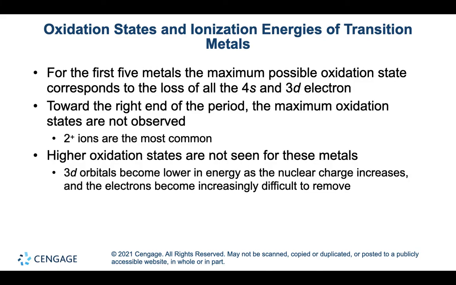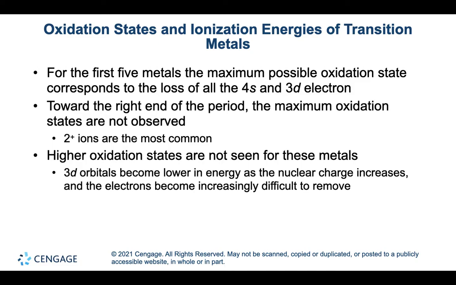All right. For the first 5 metals, your maximum possible oxidation state should be how many electrons you have in the 4s and the 3d. You're not going to mess with the 3s and the 3p electrons to make your cations. So your highest possible oxidation state for a transition metal ion is going to be how many electrons you have in your 4s and 3d. So if you have 5 electrons in the 4s and 3d, such as vanadium 4s2 3d3, you would not expect vanadium to have an oxidation state any higher than plus 5.